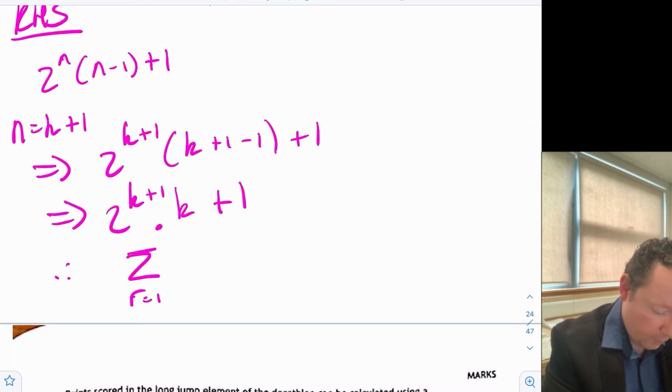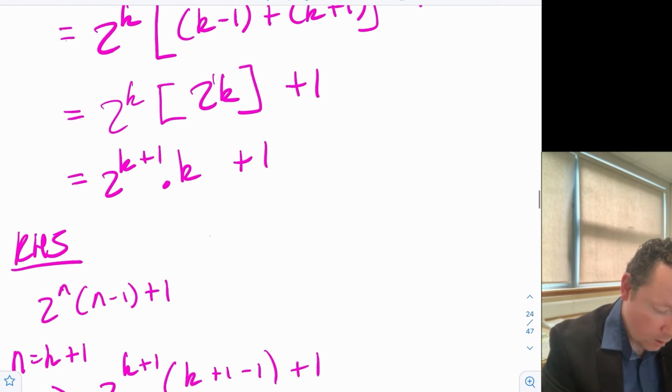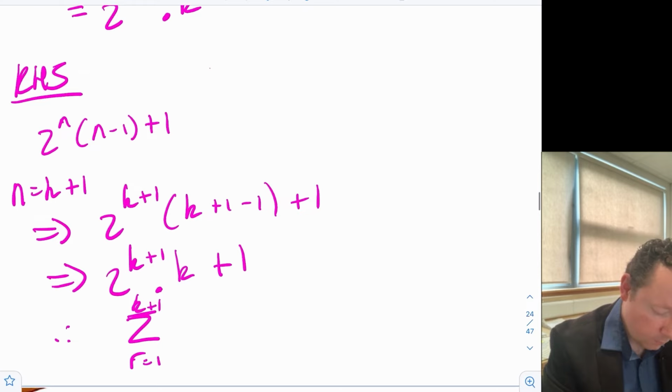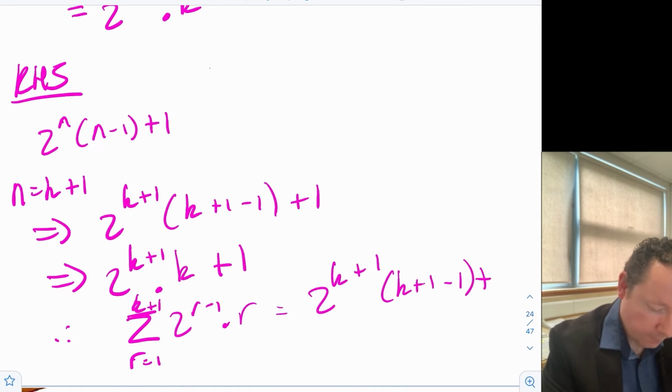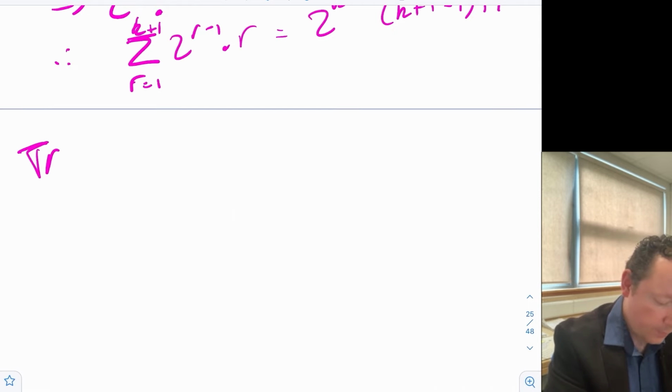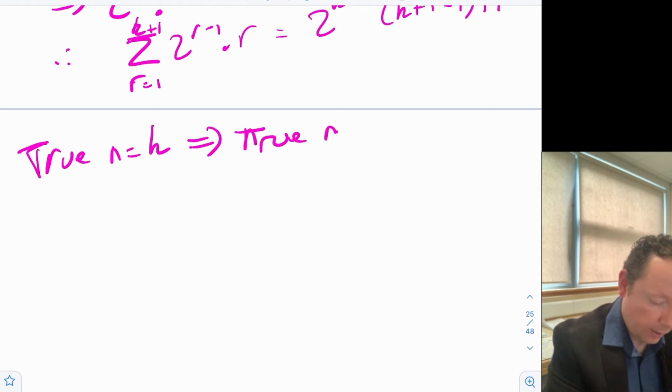r equals 1 to k plus 1 of 2 to the r minus 1 times r equals 2 to the k plus 1 minus 1 plus 1. Just write a little statement to say it's true for n equal to k, and implied it was true for n equal to k plus 1.